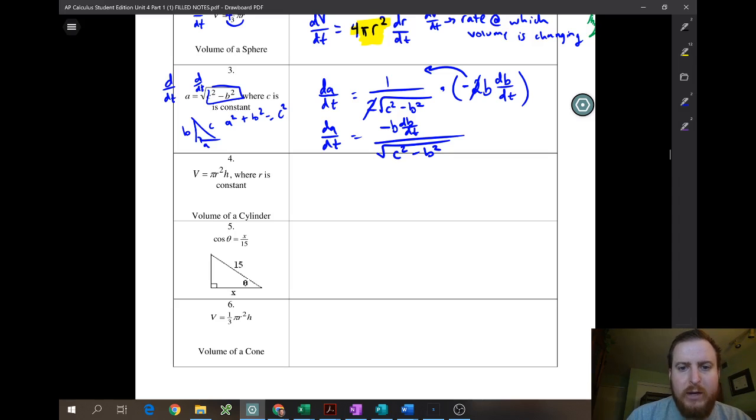So I know technically we have a fraction inside of a fraction. Don't think of it that way. dB dt is a rate. So it's not really a fraction. It's representing the rate that side b changes.